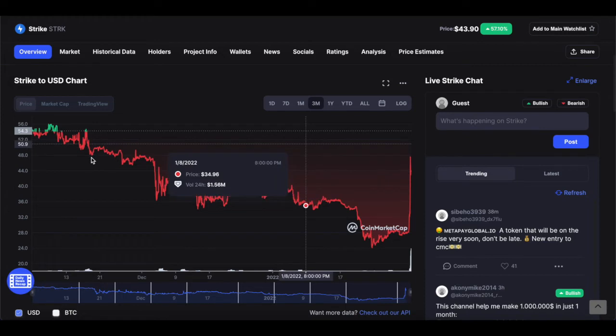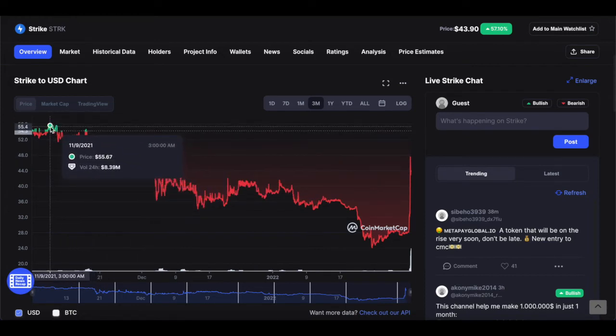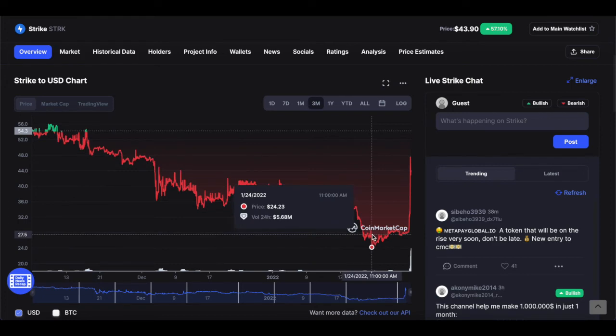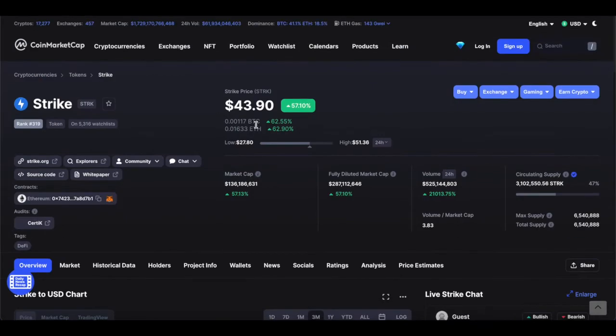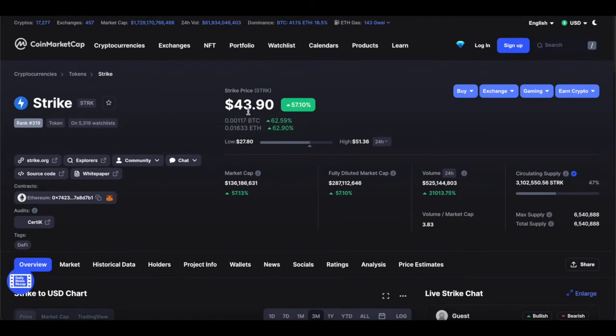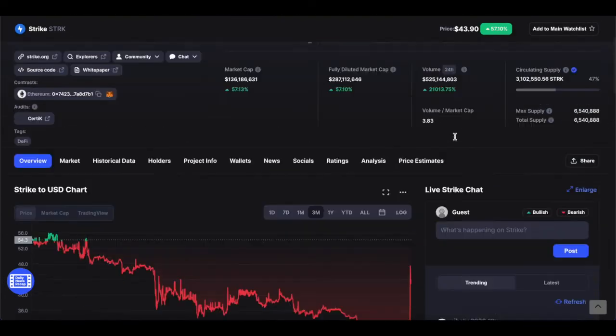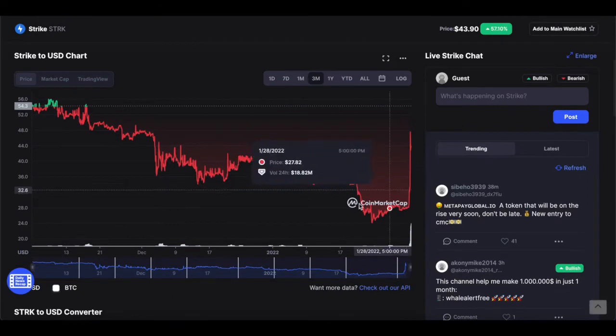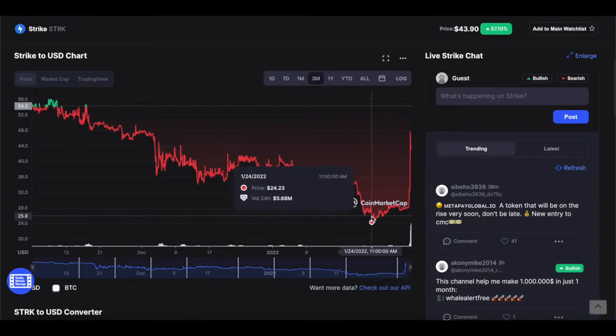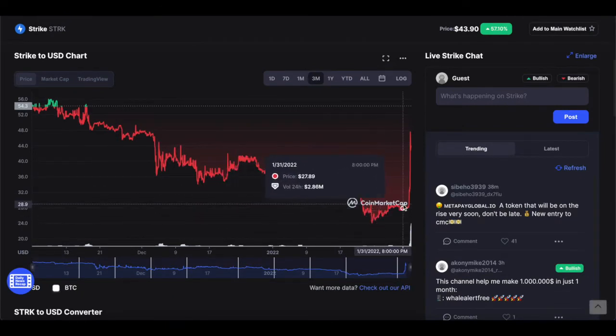But take into consideration that this token is incredibly low in circulating supply and max supply, so it doesn't really surprise me. And just a month ago, this token was just above $55, but now it's fallen down to around $24. Obviously, as we're speaking right now, it's $43.90, but it wasn't too long ago that it was just $24. So nevertheless, you can clearly see that something happened to trigger a huge price increase.